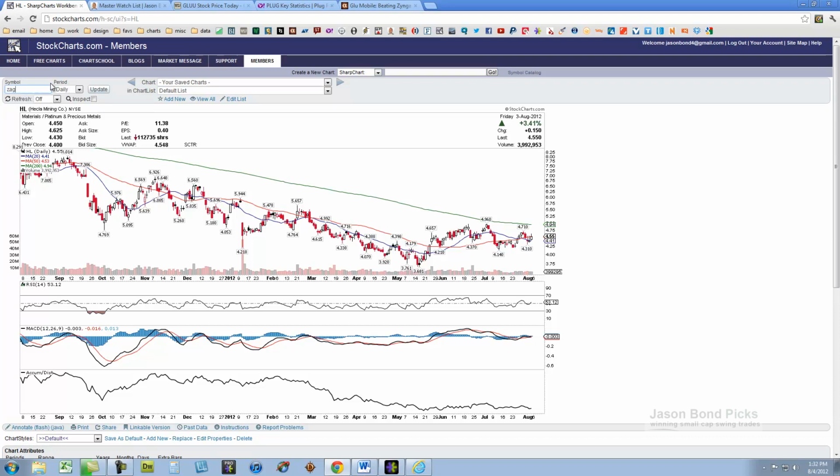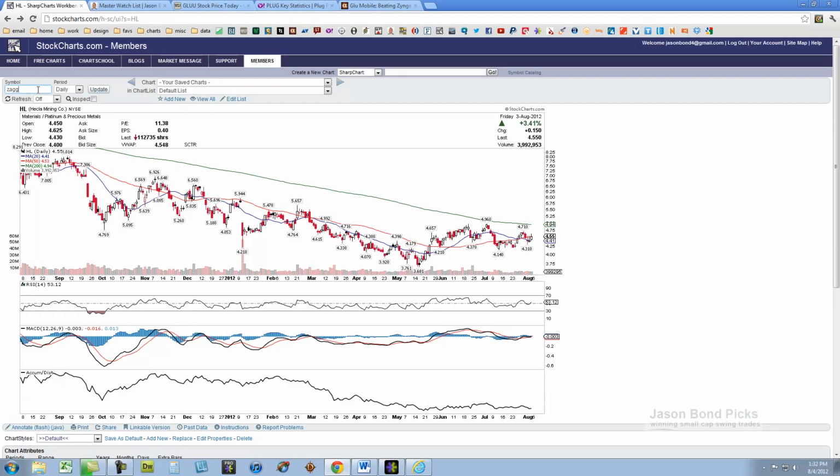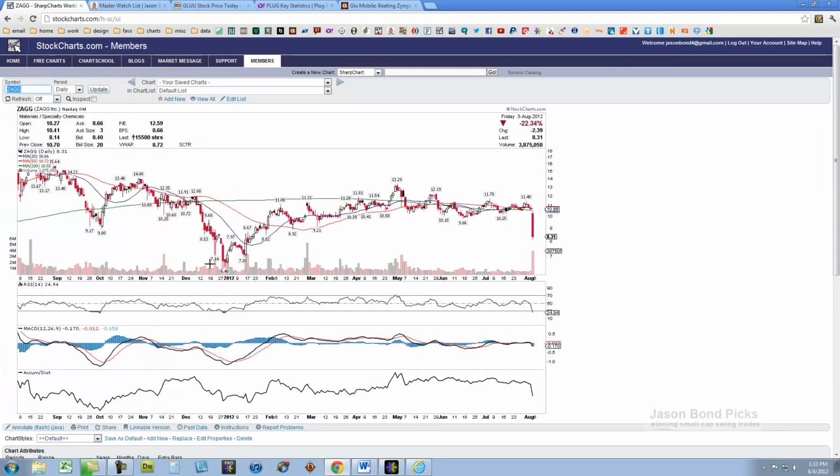Case in point, I know I bring this one up a lot, sorry, but it's a perfect one to talk about. So we bought here, everybody was bashing Zag.